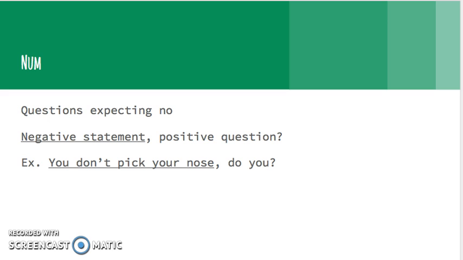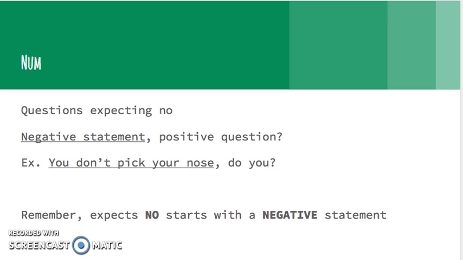For example, you don't pick your nose, do you? Started out with the negative statement, you don't pick your nose. It's negative not because it's a bad thing, but because of the not in the contraction don't. You don't pick your nose, comma, positive question, do you? Remember, if it expects no, it starts with a negative statement. No and negative go together.